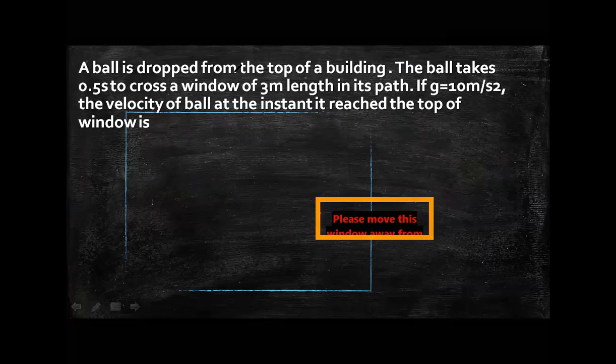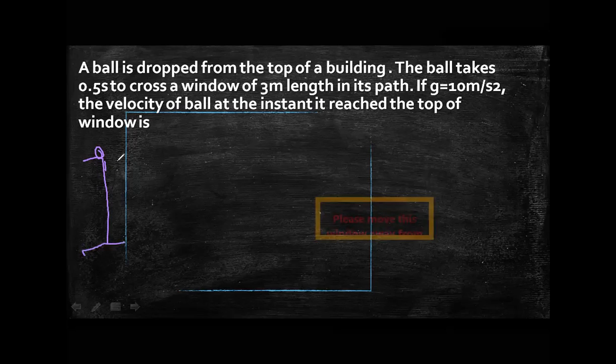A ball is dropped from the top of the building. I'm just drawing it, it helps a lot. The ball is dropped from a tower, so I can write immediately: it's freely falling, so initial velocity equals 0. When you're reading the problem itself, you should draw the diagram and put the values there. You can also write a equals g because it's a freely falling body.